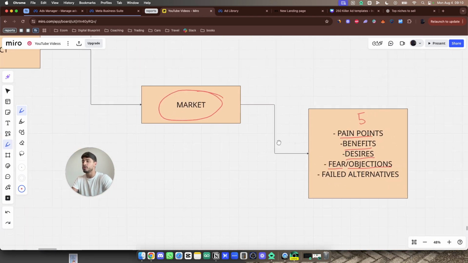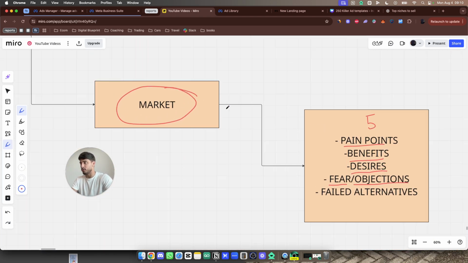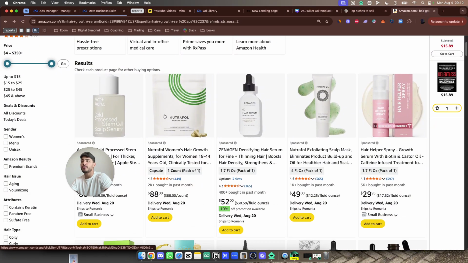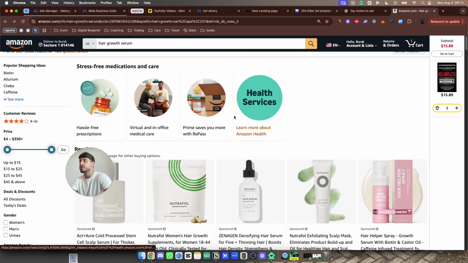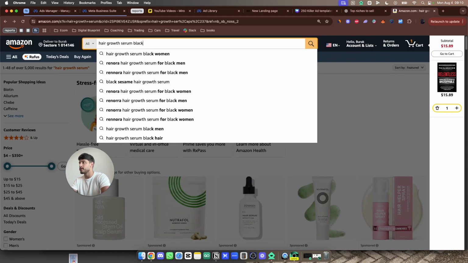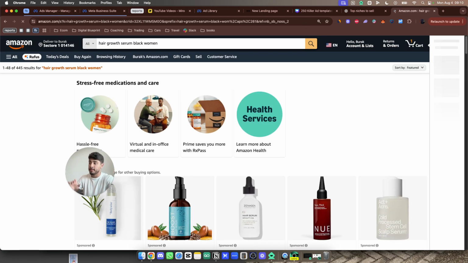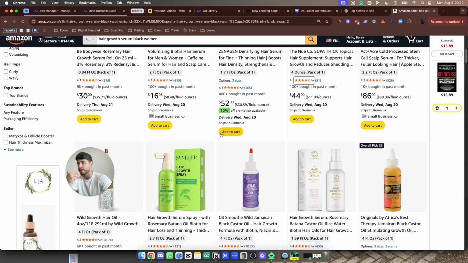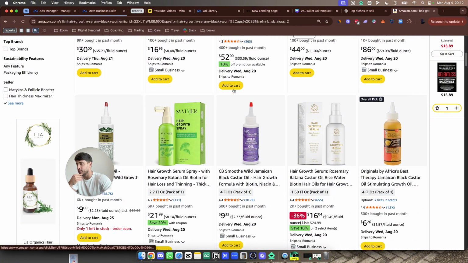Now, when you would do research on this, you would, for example, go to Amazon, search up hair growth serum. You'll find lots and lots of serums here. What you can also do is search hair growth serum, black women, for example. Certain products are going to be targeted more towards women. These are sponsored, so I would skip those.